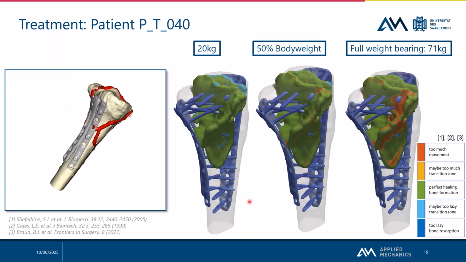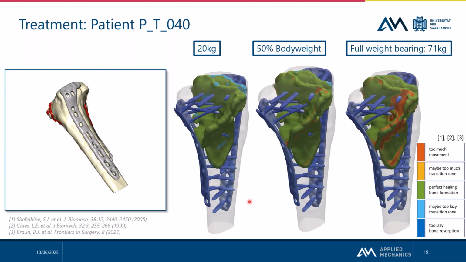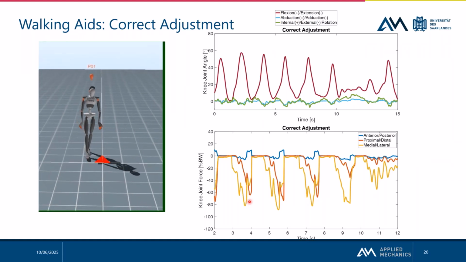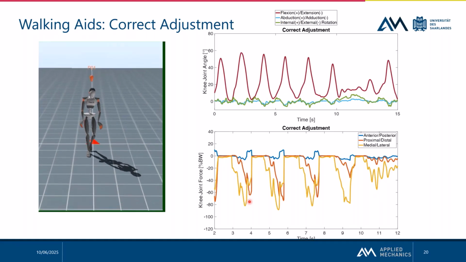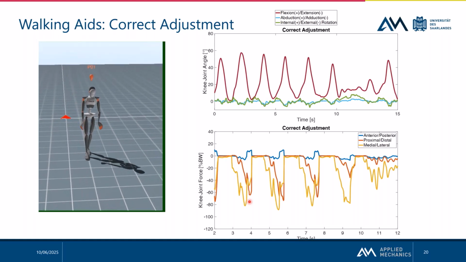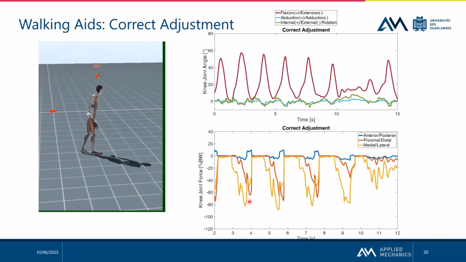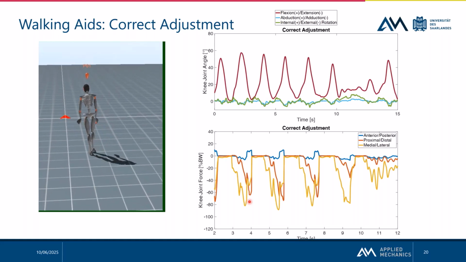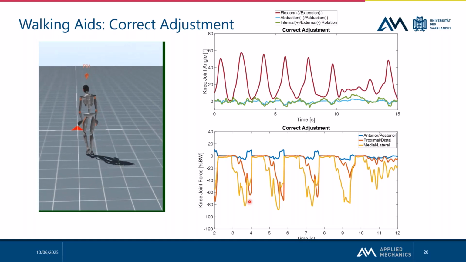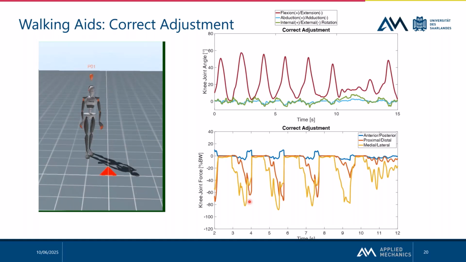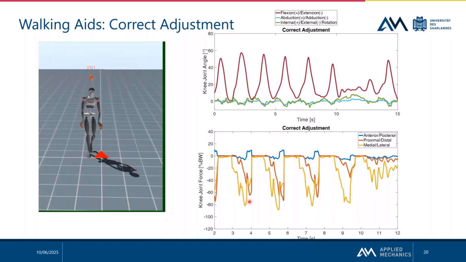So, but that's one kind of example of what you can play around with. Another big part is the walking aids themselves, so the crutches and how you adjust them. We tested different scenarios, and here, for example, you see the walking aids with a correct adjustment. We have the knee joint angles and the knee joint force, and it's interesting from the anterior posterior and also the proximal distal.